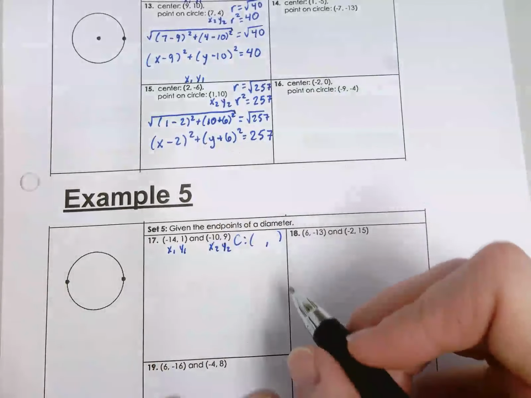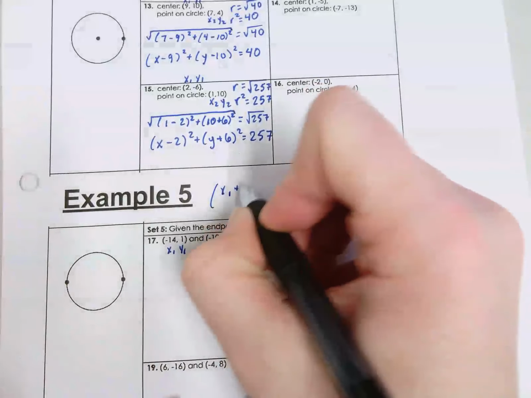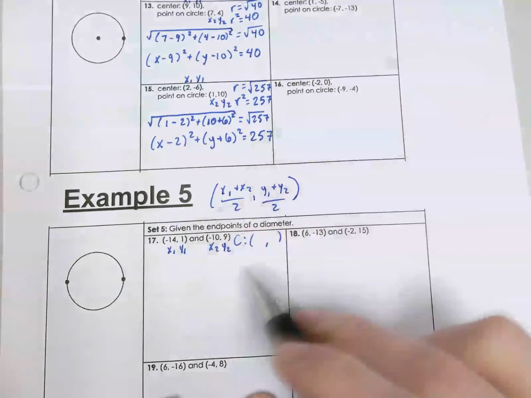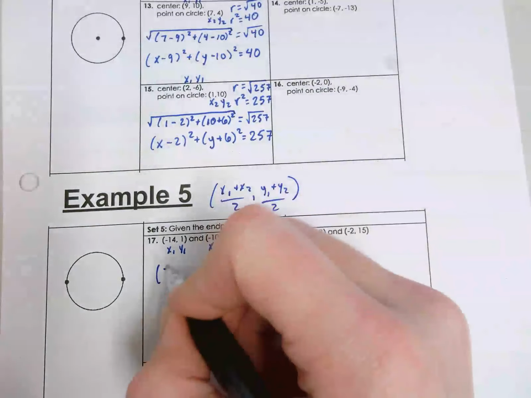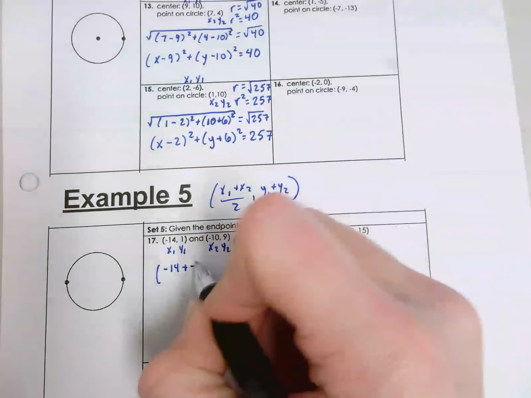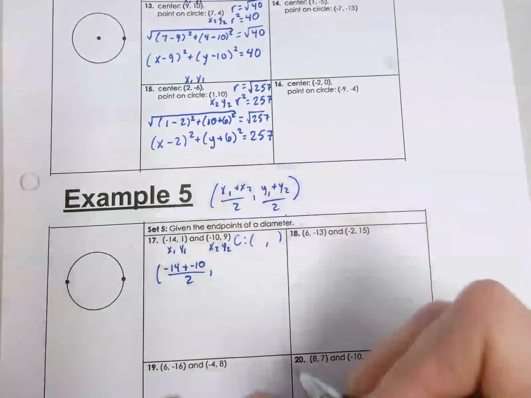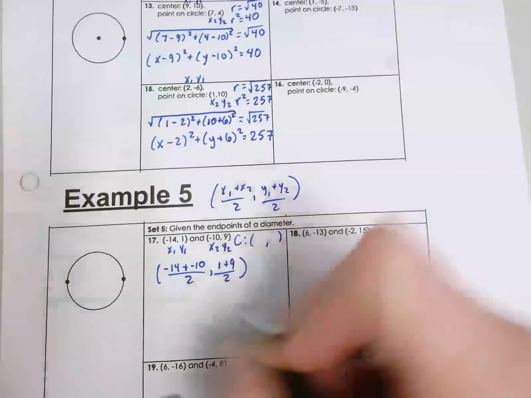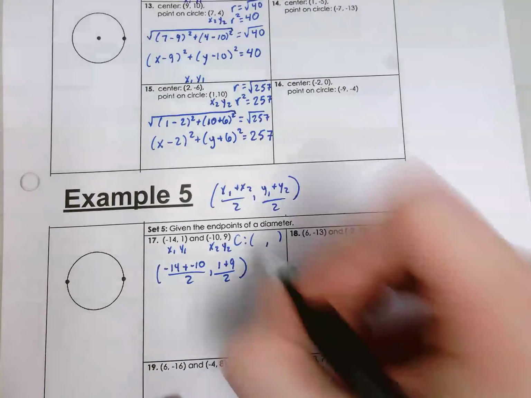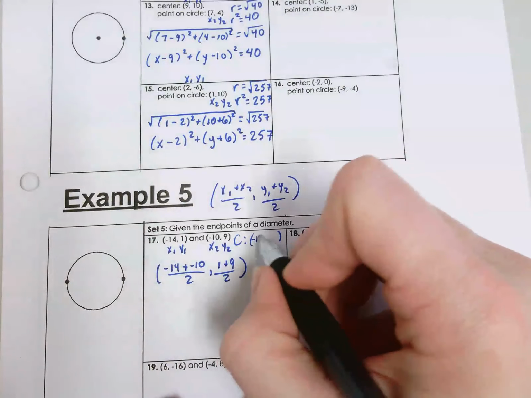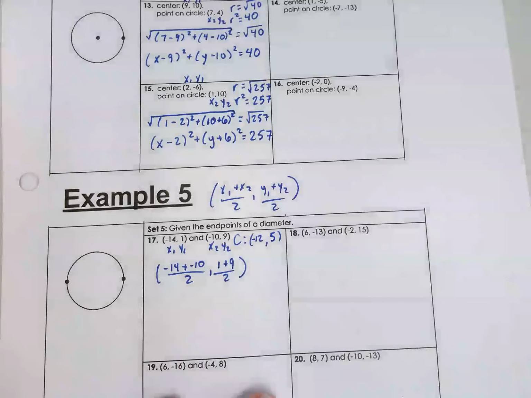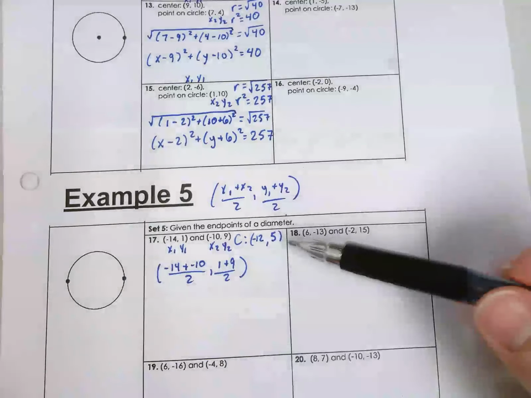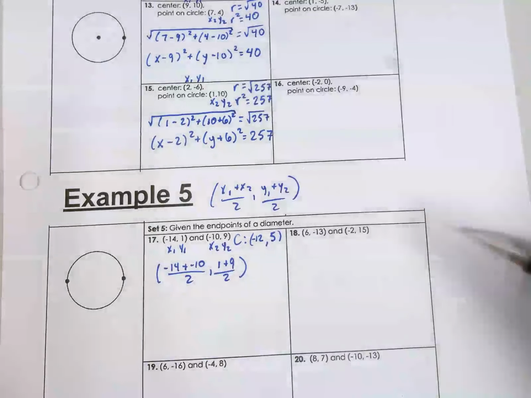I'm going to plug into the midpoint formula, which again was x1 plus x2 over 2, comma, y1 plus y2 over 2. So plug in x1 is negative 14, plus x2 is negative 10 over 2, comma, y1 is 1, plus 9 over 2. Simplify that, and you'll get a center of negative 12, comma, 5. So that gives me my h, k. Now I also need the radius, and you'll have to do that like we did on 13 and 15 here.